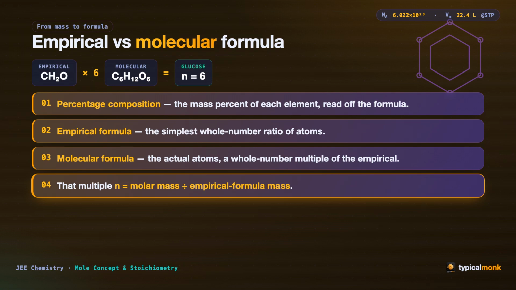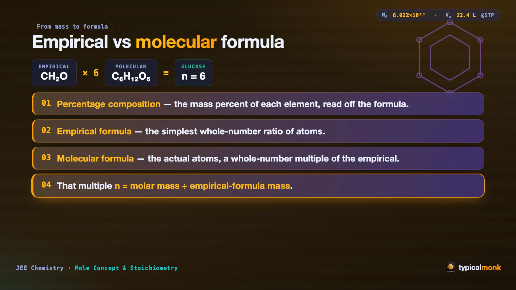Watch it work on glucose, and this example alone can fetch you a JEE question. Glucose has the empirical formula CH2O, carbon, 2 hydrogens, 1 oxygen, with an empirical mass of 30. But the molar mass of glucose is 180.